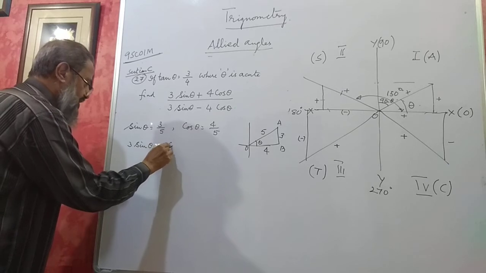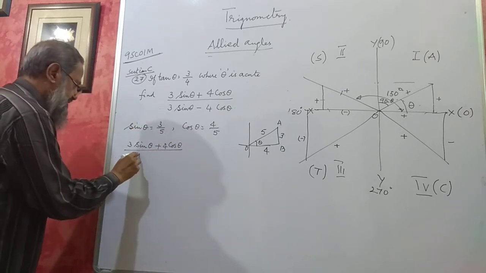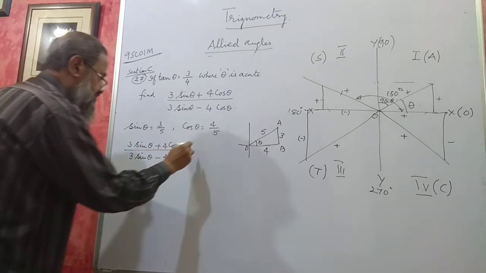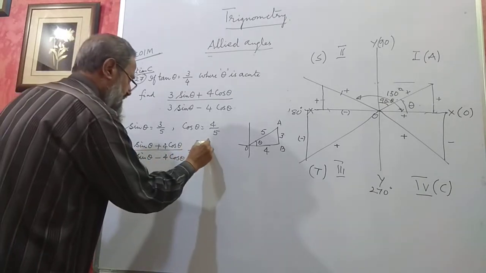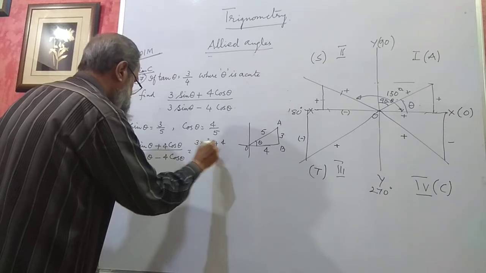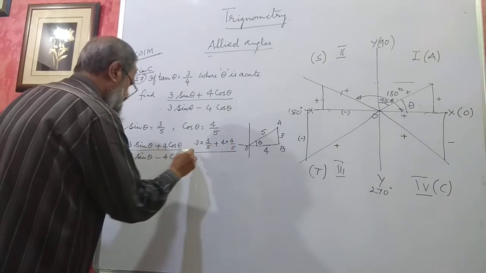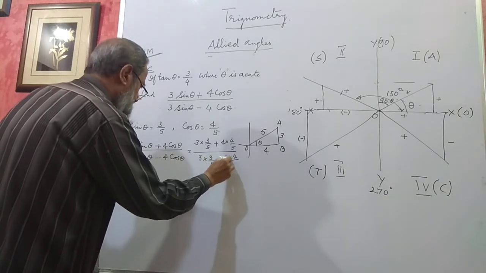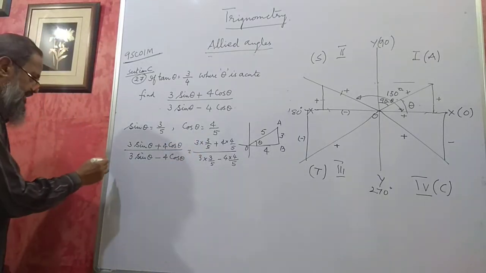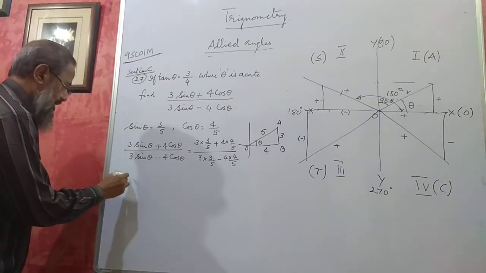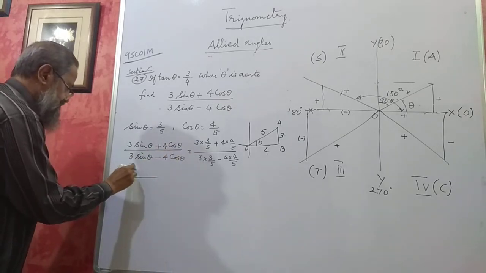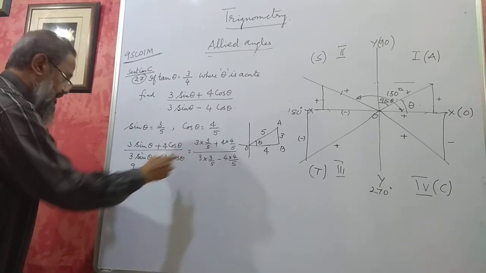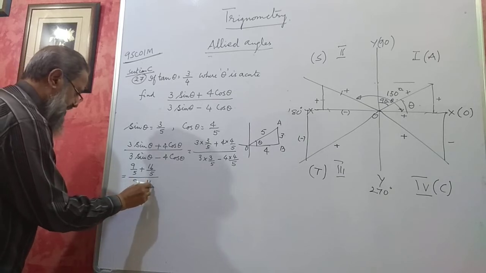So now, if I substitute these values here, I want the value of 3 sin theta plus 4 cos theta divided by 3 sin theta minus 4 cos theta. So 3 into sin theta is 3 by 5, plus 4 into 4 by 5, divided by 3 into 3 by 5 minus 4 into 4 by 5. Now it is simple arithmetic. I get here 9 by 5 plus 16 by 5, and here 9 by 5 minus 16 by 5.